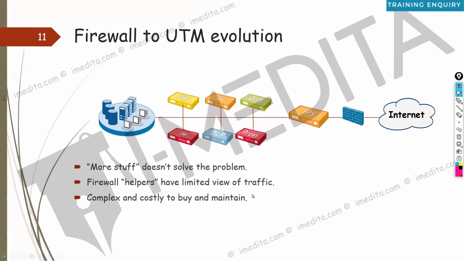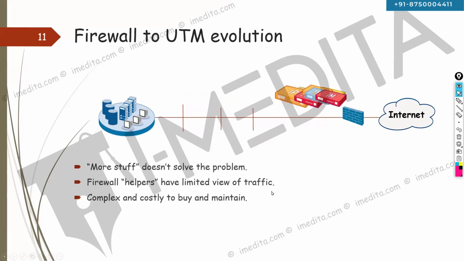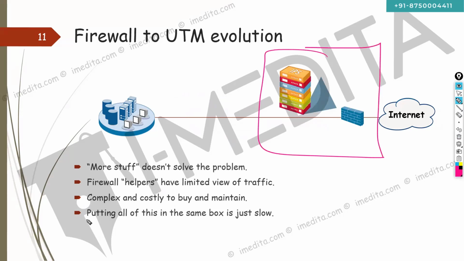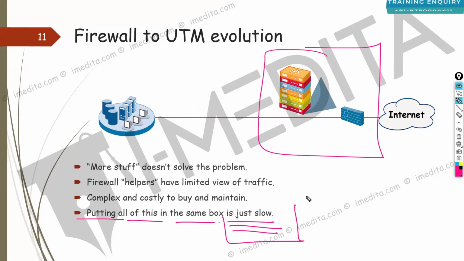Okay, now a term was introduced: all the features were merged into a single device. When we put all the features in a single device, in the same box, the box will just go slow. Got it or not? This is mentioned by Palo Alto in their marketing, that UTM is a silo device. Got it or not? But it is not that way.